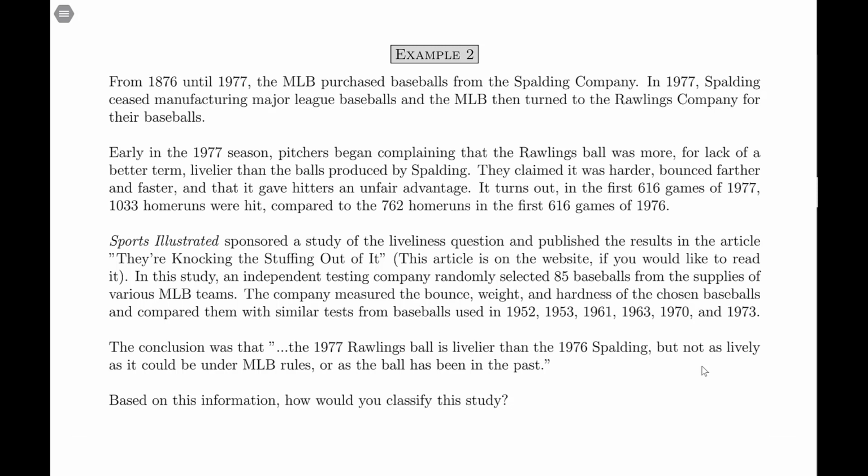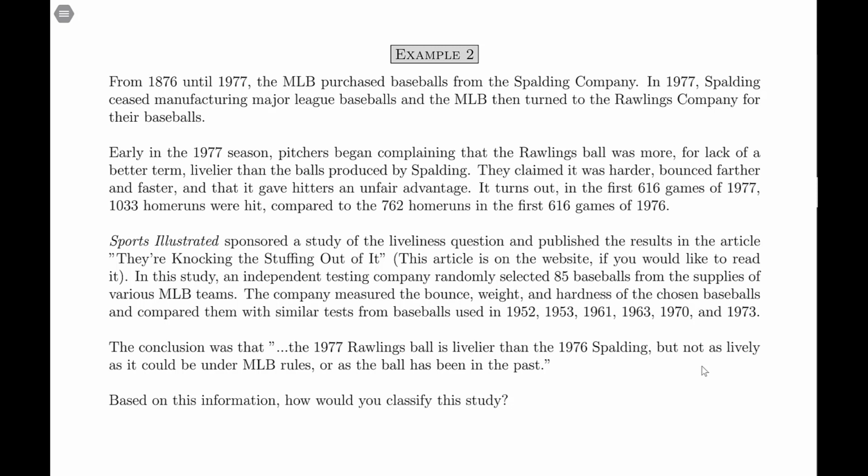We're using baseballs produced by the Spalding Company. In 1977, Spalding ceased manufacturing Major League Baseballs, and the MLB returned to the Rawlings Company. So early in the 1977 season, when the new baseballs were being used, pitchers began to complain that the Rawlings baseball was livelier than the balls produced by Spalding. They claimed that it was harder, it bounced farther and faster, and that it gave hitters an unfair advantage.